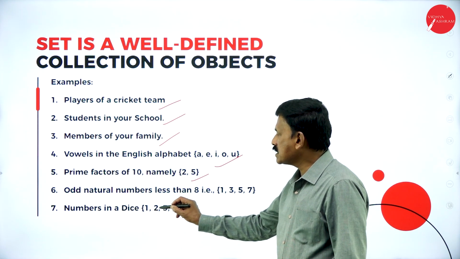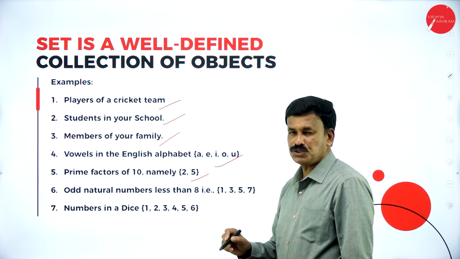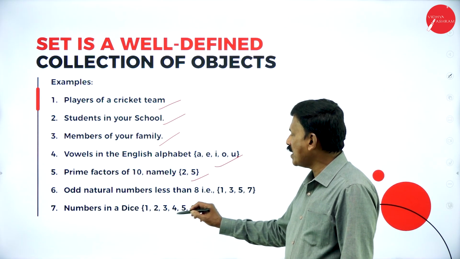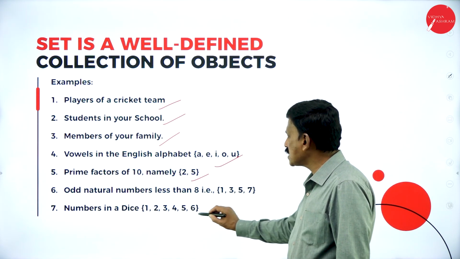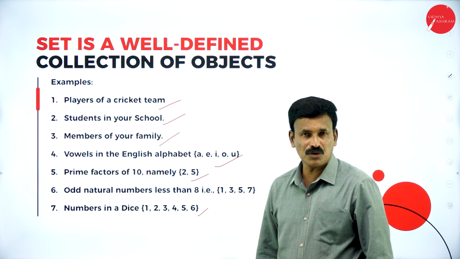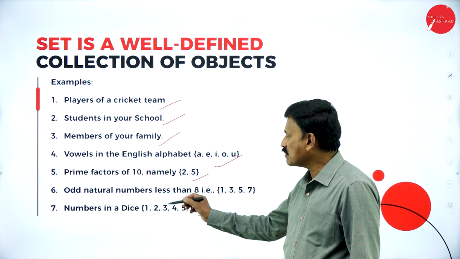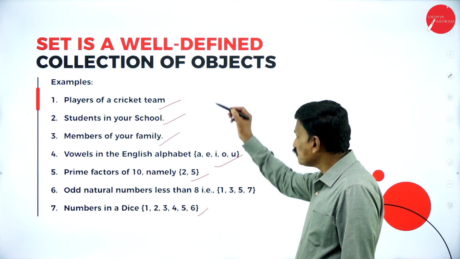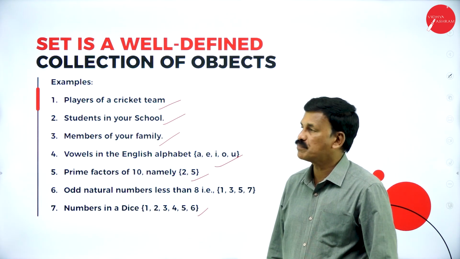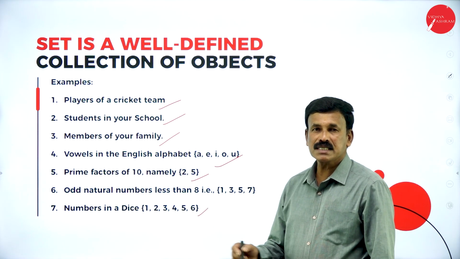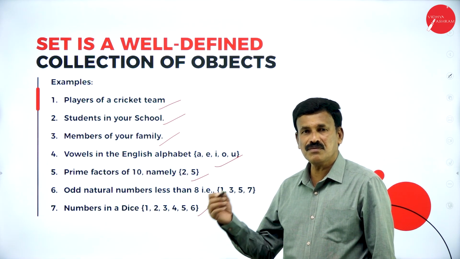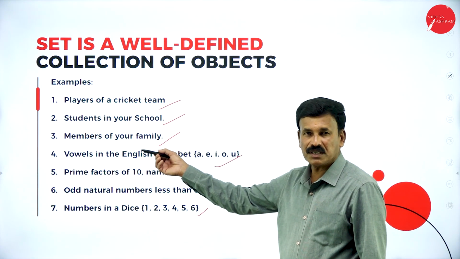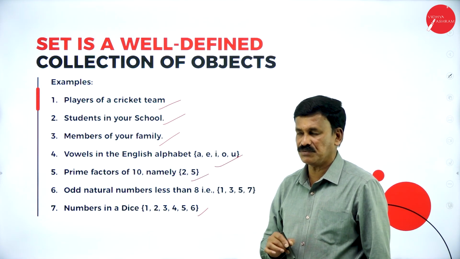Similarly, numbers on a die. You might have observed a die contains 6 faces, that is 1, 2, 3, 4, 5, 6. So it is also a well-defined collection. These are a few examples for a set. That means a set is a collection of well-defined objects. The objects may be numbers or alphabets or whatever, but it must be well-defined.